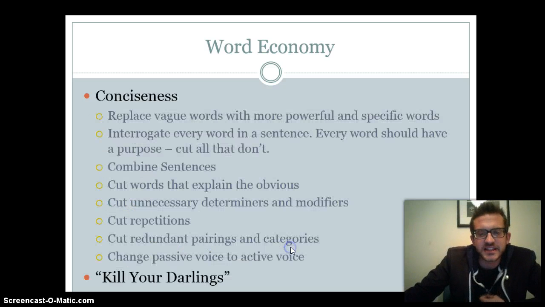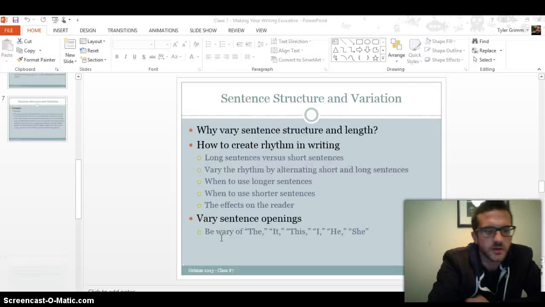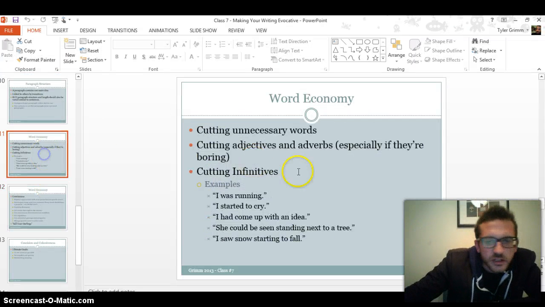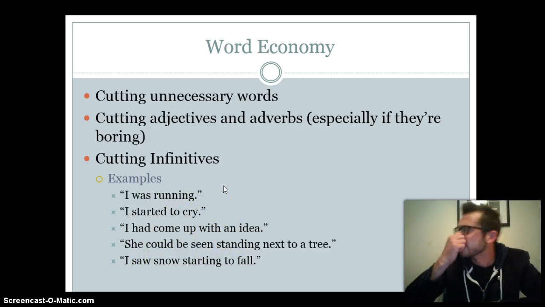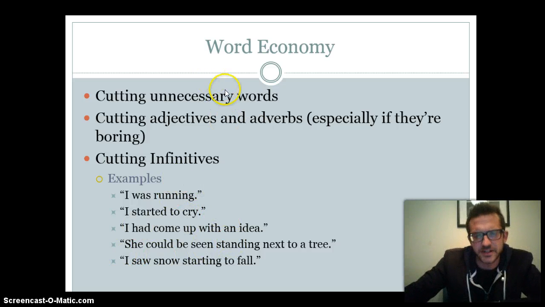She could be seen standing next to a tree. Oops. I went too far. She stood next to a tree. This is just another example of wordiness. And here's a thought verb. I saw snow starting to fall. It snowed. It's snowing. You need to cut everything that's not absolutely necessary.